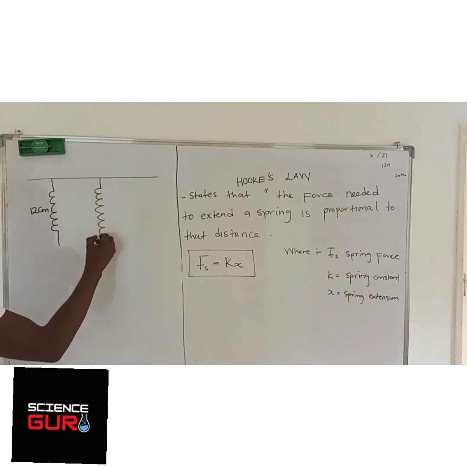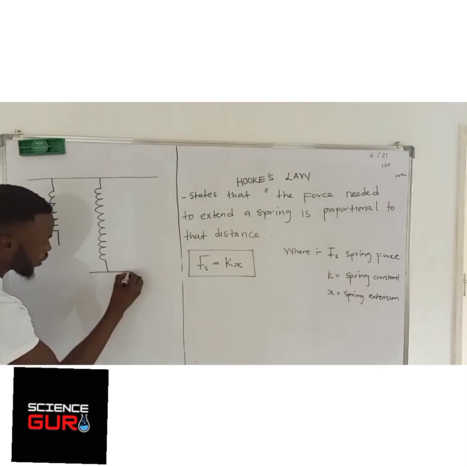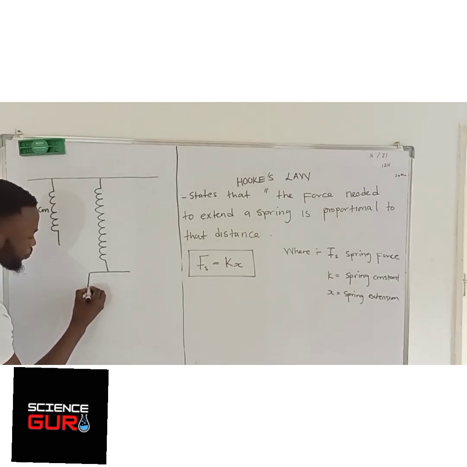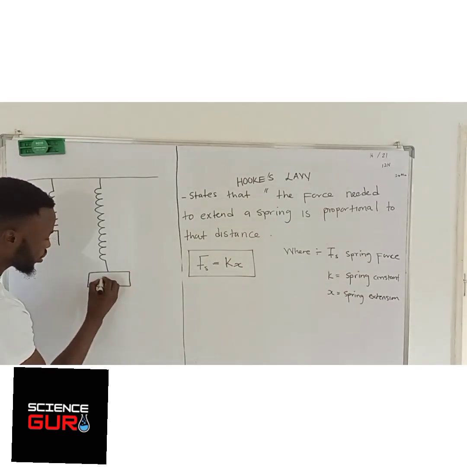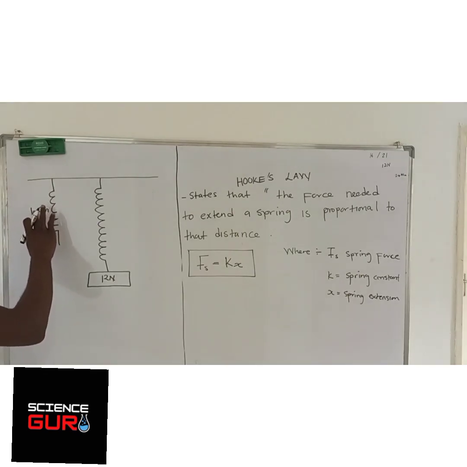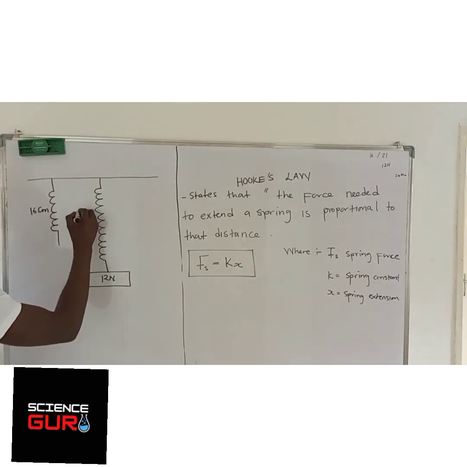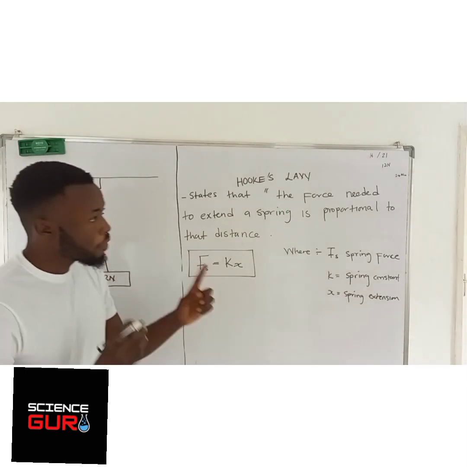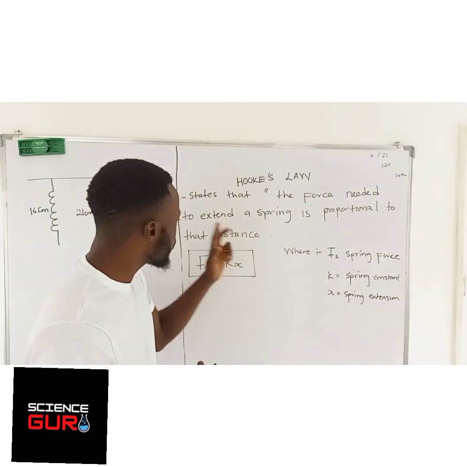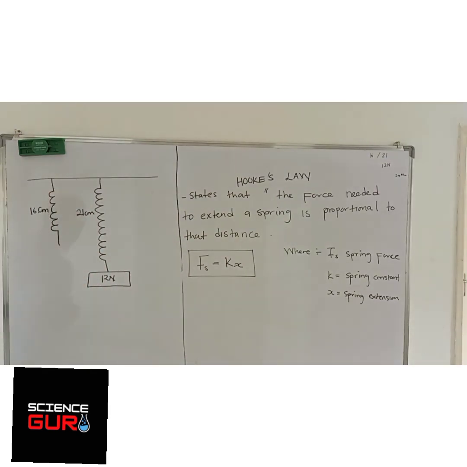We're trying to interpret Hooke's law. It was extended up to this, and the mass that you added was, this is 12 newtons. Is this making sense, guys? Okay, let us change the length. Let the length become 16. And after it was extended, it went up to 21 centimeters. So, Hooke's law, remember, is saying the force needed to extend a spring is proportional to that distance.